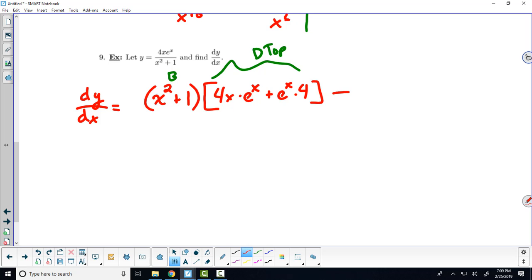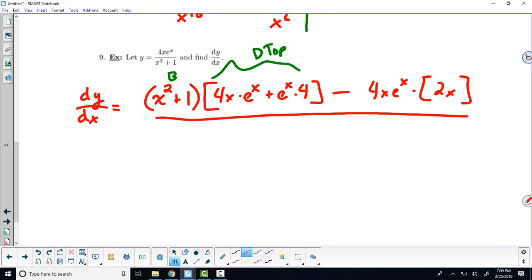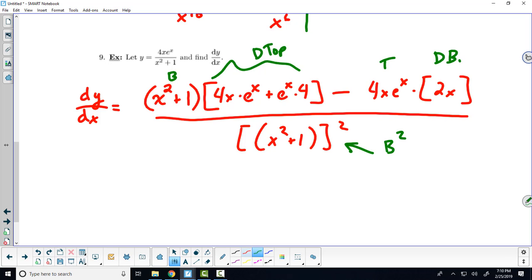Minus the top function times the derivative of the bottom, which would just be 2x, all over the bottom function squared. So this was the bottom times the derivative of the top minus the top times the derivative of the bottom, all over the bottom squared.